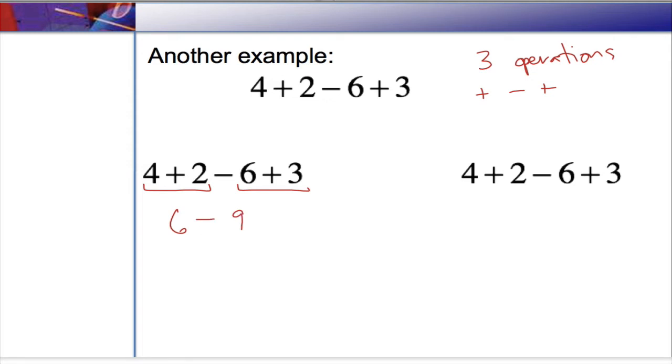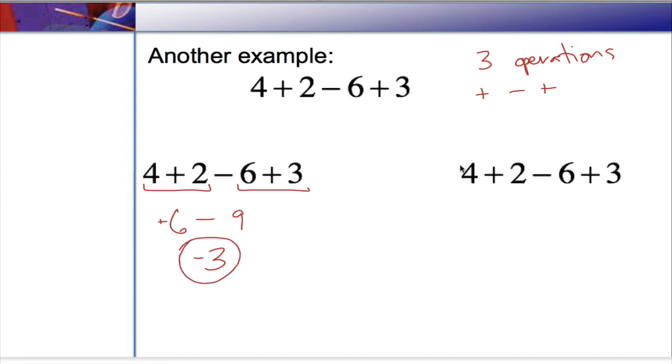And then if I'm to subtract 6 minus 9, notice that my signs here are opposite. This is really positive 6. So we subtract the numbers. 9 minus 6 is 3. And take the sign of the larger number. So 6 minus 9 is negative 3.